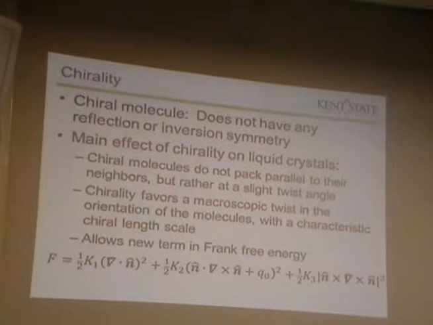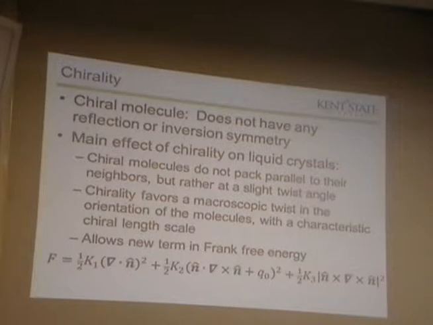And so the main effect of this on liquid crystals is that chiral molecules don't tend to pack parallel to their nearest neighbors, but at some slight angle with respect to their nearest neighbors. So at some position, they'll be pointing this way, somewhere else pointing this way, and so forth. So it favors a macroscopic twist in the orientation of the molecules with some characteristic chiral length scale.